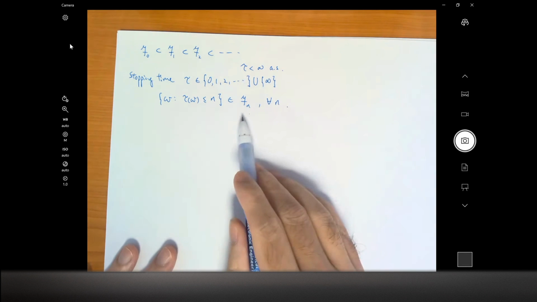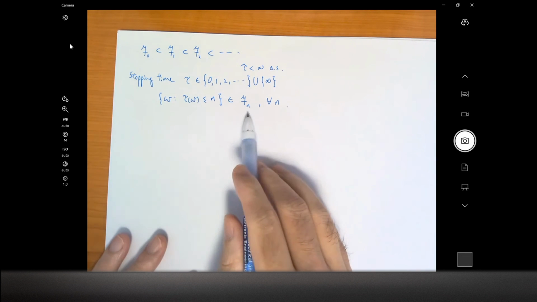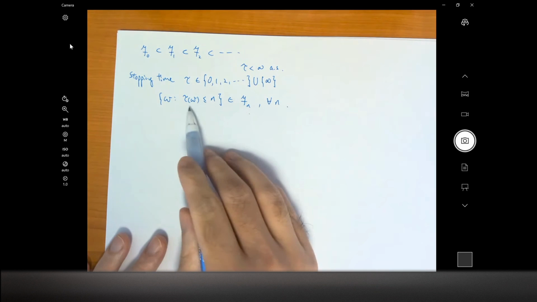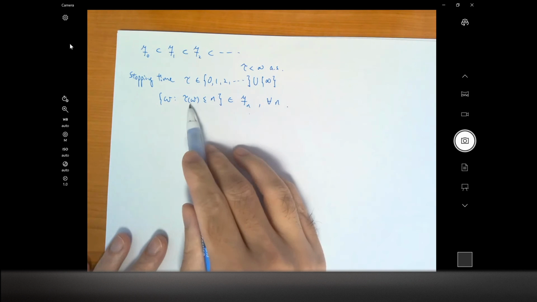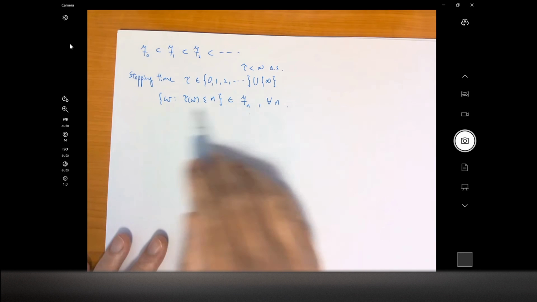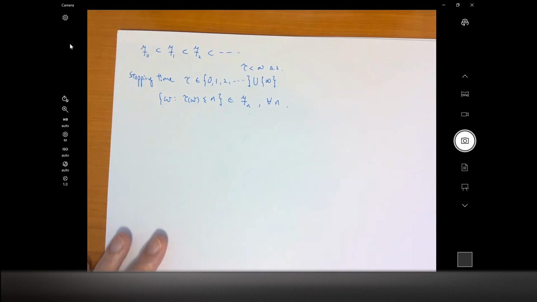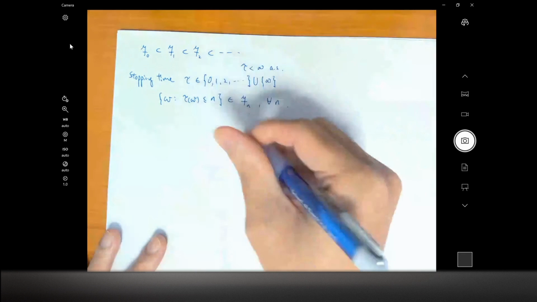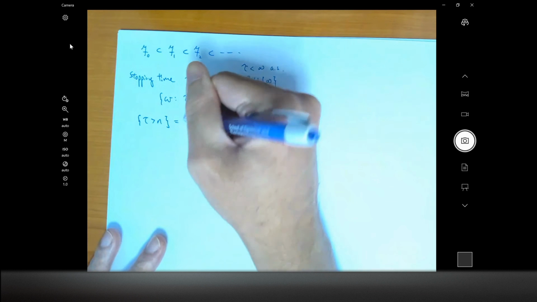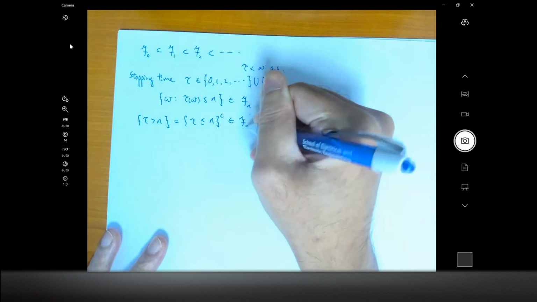Notice that this doesn't mean that tau is measurable with respect to Fn. For tau to be measurable with respect to Fn, it has to be that {tau ≤ k} belongs to Fn for all integers k. But here we only require that {tau ≤ n} belongs to Fn. Since Fn is a sigma algebra, we immediately get that the set {tau > n}, which is just the complement of this set, has to belong to Fn.